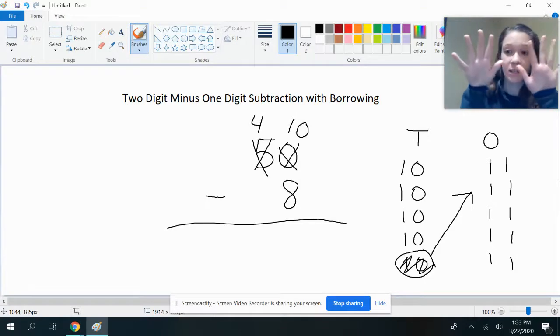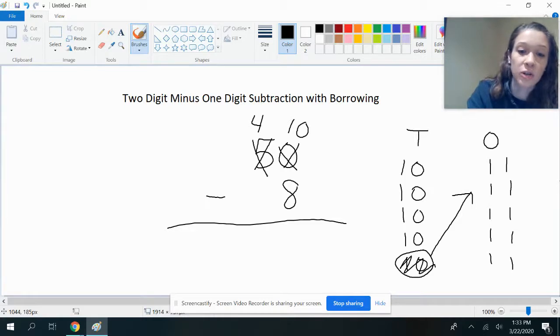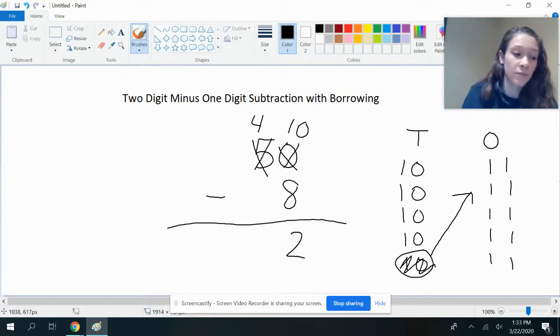So here's 10. Let's take away 8. 1, 2, 3, 4, 5, 6, 7, 8. And I'm left over with 2. So 10 minus 8 is 2. I'll write that in the ones place. Last thing I need to do is 4 take away 0, which is just 4. So I'm going to write that down here.